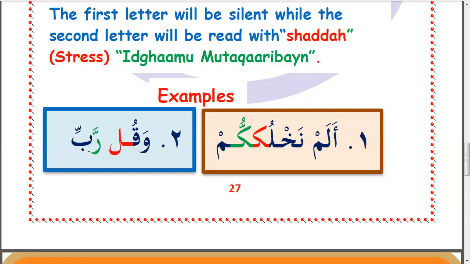MashaAllah. وَقُل رَّبِّ زِدْنِي عِلْمًا. We are going to read this as wa qurrabbi zidni ilma. So wa qurrabbi, not wa qul rabbi. This lam has become a silent letter. You don't read it, just ignore it. You read it as wa qurrabbi. So this kind of idgham is called Idghaamu Mutaqaaribayn.